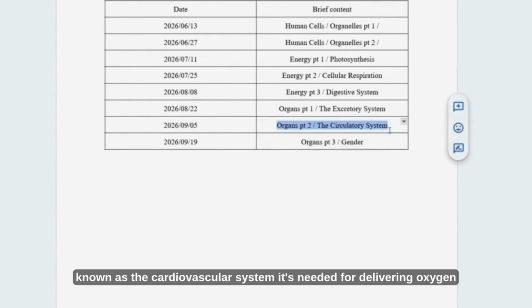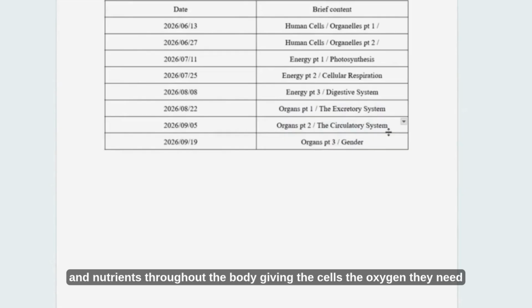And then in the second part of organs, we're going to talk about the circulatory system, which is also known as the cardiovascular system. It's needed for delivering oxygen and nutrients throughout the body, giving the cells the oxygen they need. And we're going to talk about the heart and blood vessels, which are the main parts of the circulatory system, and how they do these things. They'll be explained in detail.